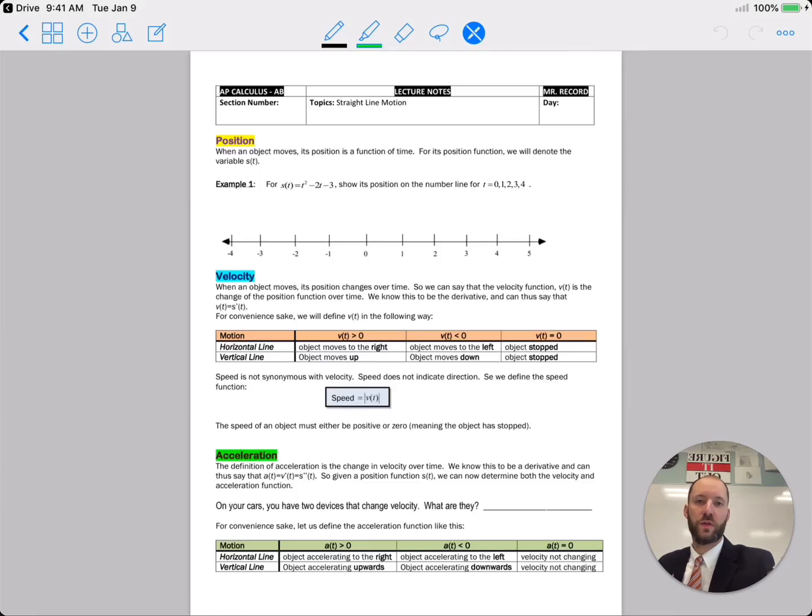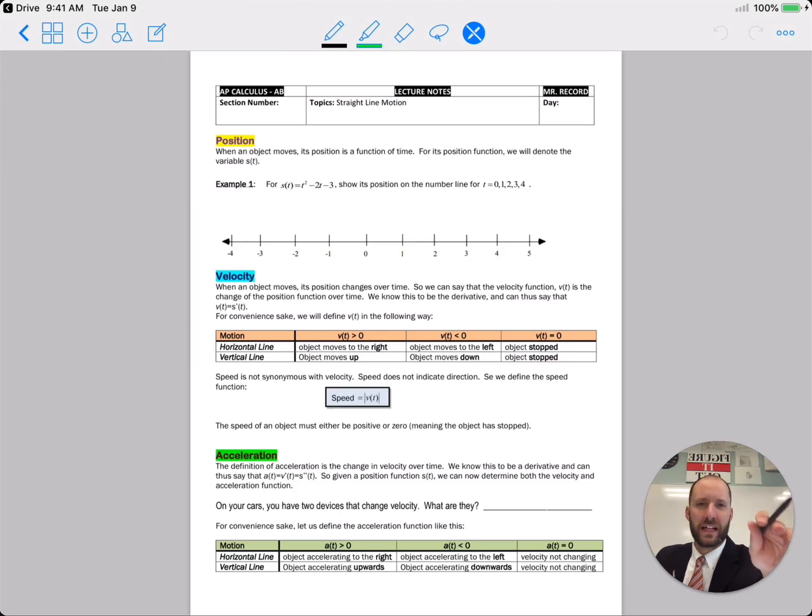The unit today is straight line motion, and there really isn't a corresponding section in the book, but it's a good topic anyways to look at, to get some baseline information and the vocabulary down, okay?